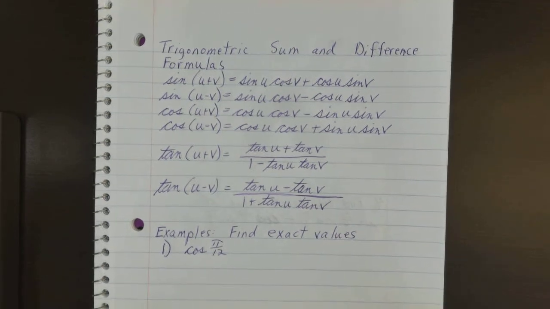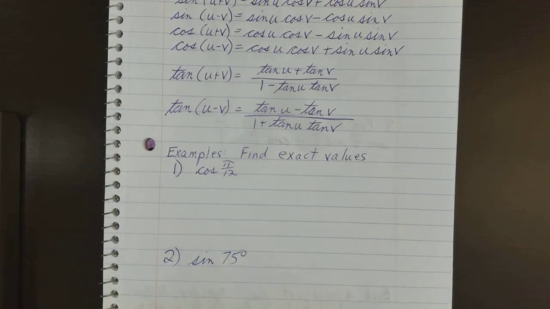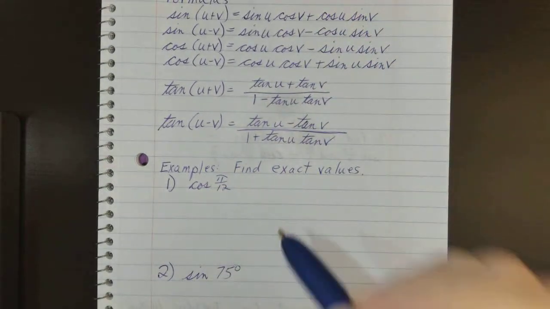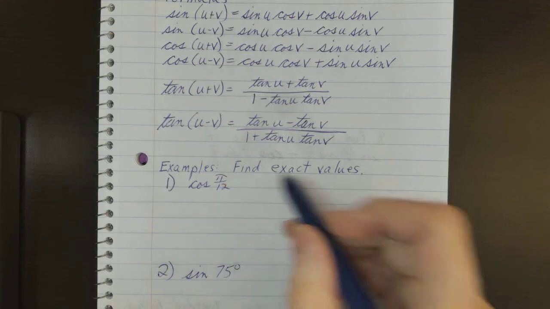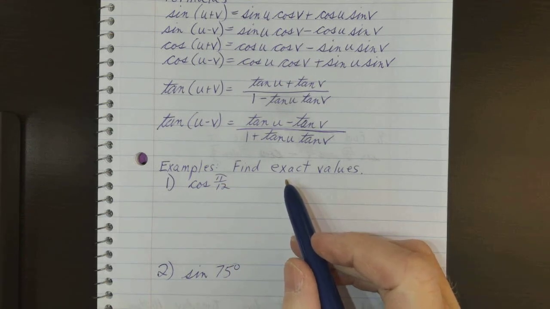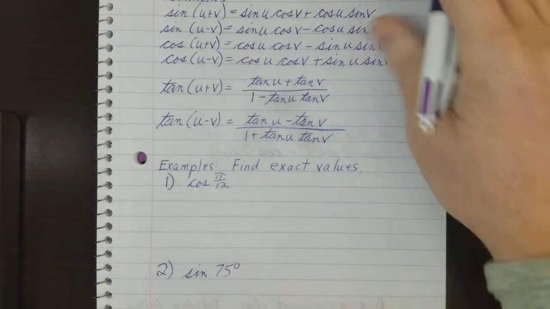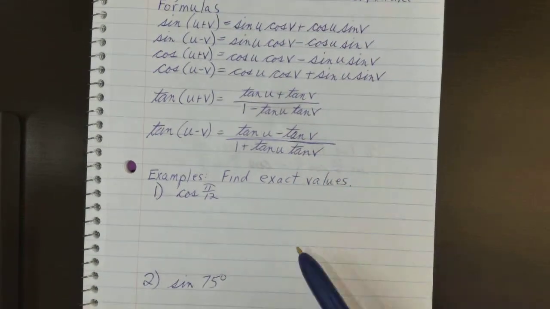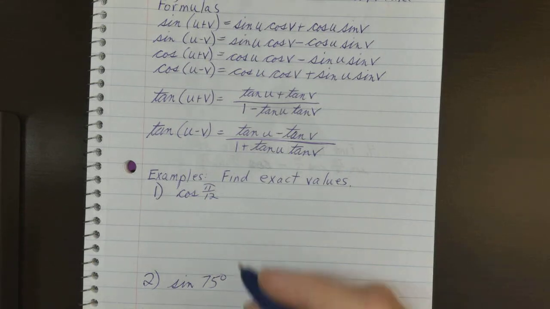All right, now, where do we use these things? This is the application, the types of problems we do with these formulas. We have problems like cosine of pi over 12. Now, I think you'll agree with me, pi over 12 is not on the unit circle, and we want exact values, and usually that's just what we have on the unit circle. So what I'd like to do is try to write it in a sum. Maybe we have values that are on the unit circle that we could use. Well, what would that be?